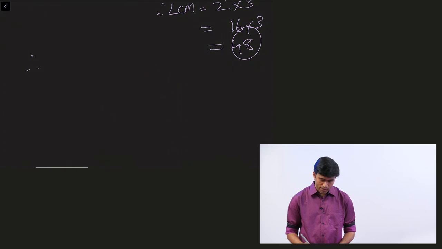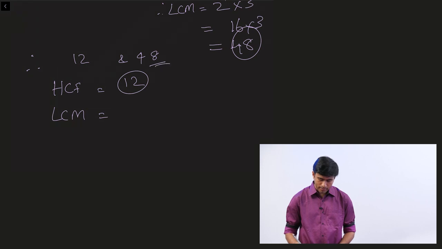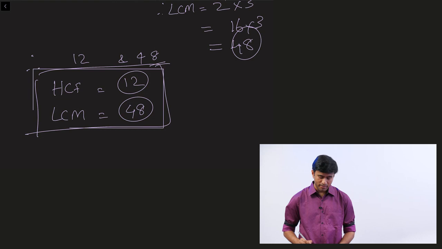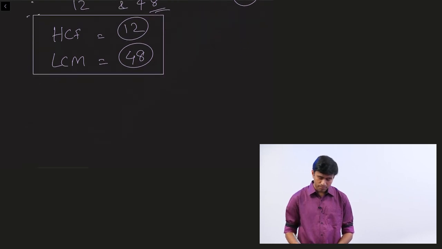Therefore the two numbers given are 12 and 48. We got the HCF as 12. The LCM, if HCF is one number, will be the other number, 48. This is another interesting property of HCF and LCM.